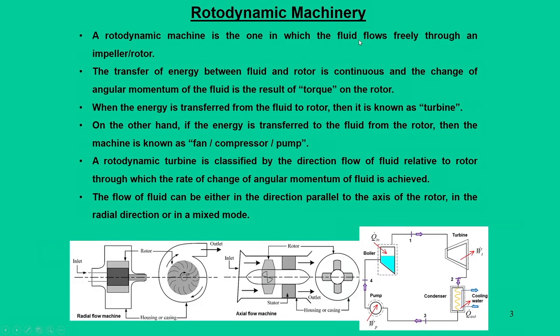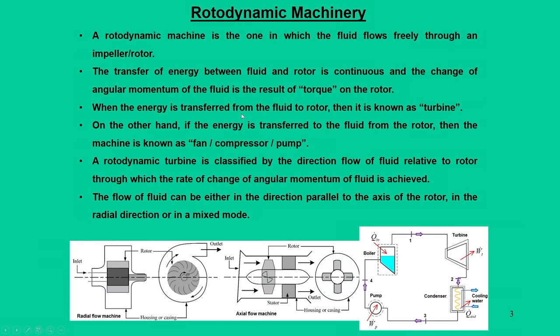While rotating, either they produce power or they produce pressure head. These are the two categories in which rotodynamic machines work. Basically, a rotodynamic machine is one in which fluid flows freely through an impeller or rotor, and during this motion there is an energy transfer between the fluid and rotor, which happens in a continuous manner. As a result, there is a change in the angular momentum of the fluid as a result of torque on the rotor. There are two possible cases: the rotor can transfer energy to the fluid, or the fluid can transfer energy to the rotor. Based on these two, we say whether it is a power consuming device or a power producing device.